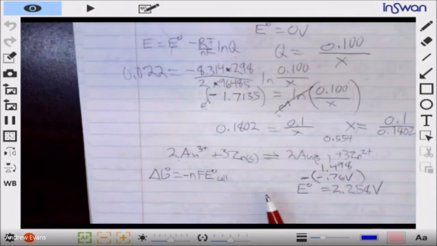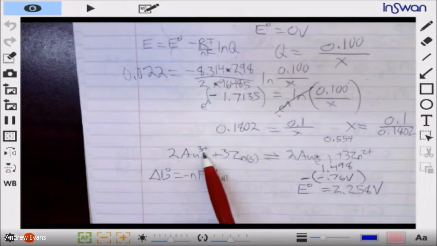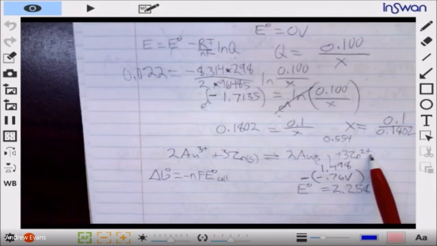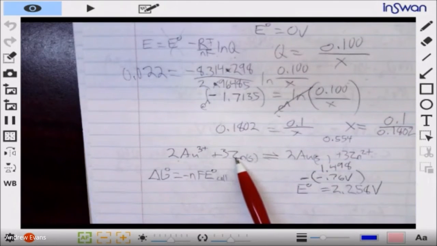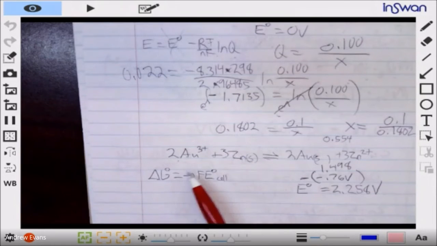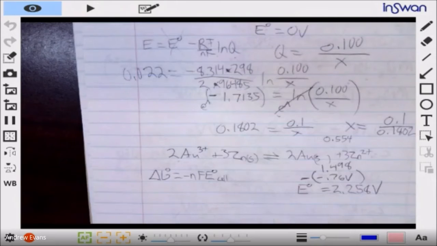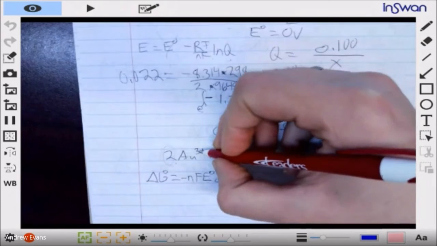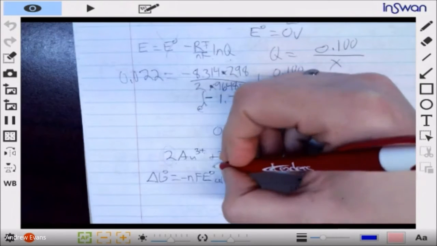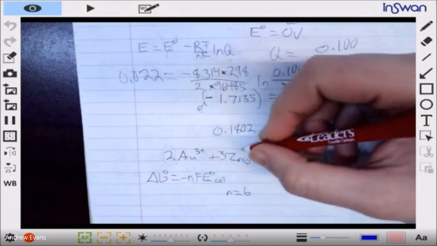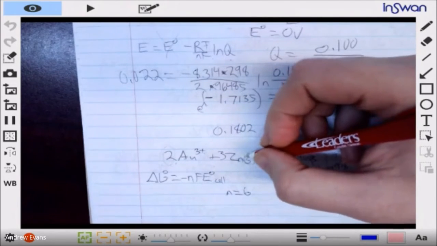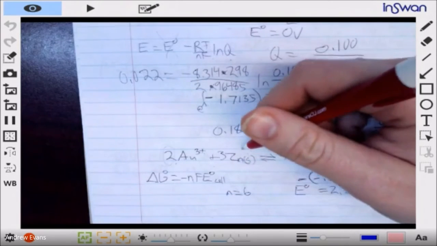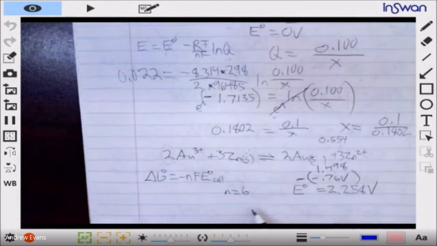Now, here's the only hard part here. Three electrons are gained by gold. Two electrons are lost by zinc. The greatest common factor between 3 and 2 is 6. N is going to be 6. Because you've got to remember, gold is gaining 3 electrons 2 times. Zinc is losing 2 electrons 3 times. The number isn't 12, it isn't 3, it isn't 2, the number is 6.